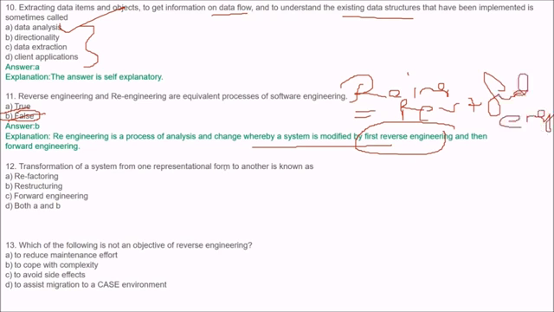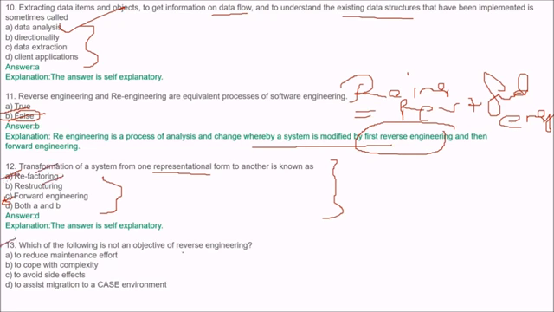Transformation of a system from one representation form to another is known as what? These are options for you. The answer is, of course, D, both A and D. It is refactoring and forward engineering. This one, restructuring, refactoring and restructuring.